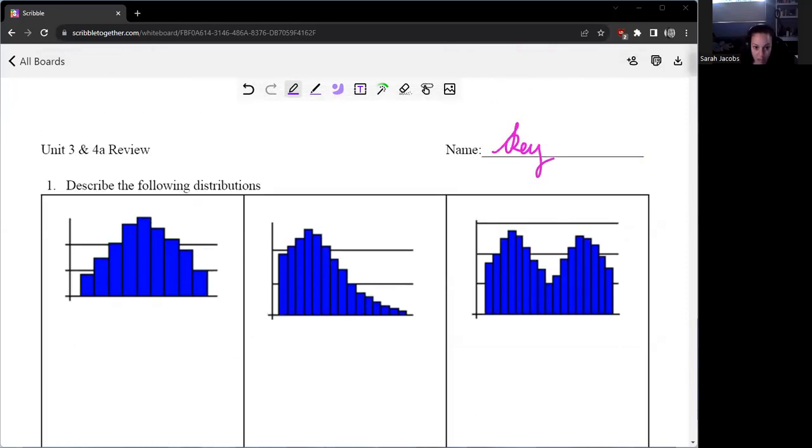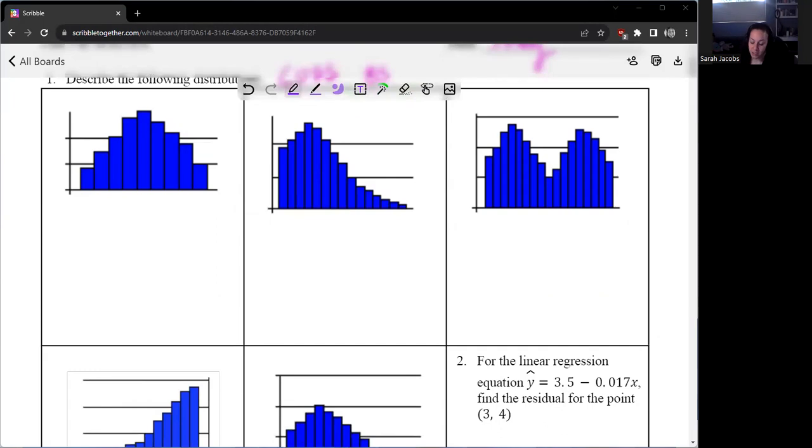So whenever we're describing distributions, we have to use CUS and remember to BS. As a reminder, we've got center, unusuals, shape, and spread. The BS stands for be specific. On this set of distributions, we're not going to be able to get all of those things because we don't have numbers attached, but we can still get a lot of information.